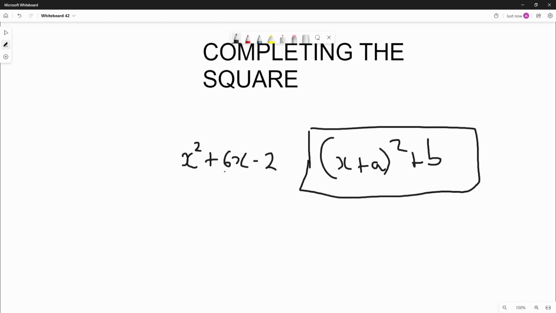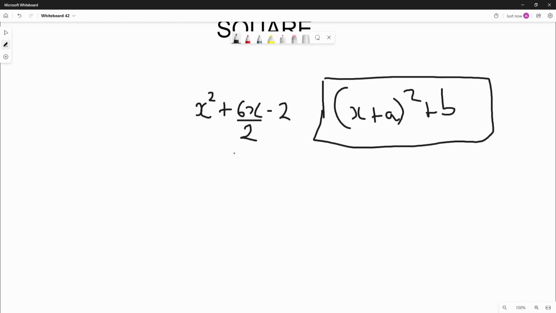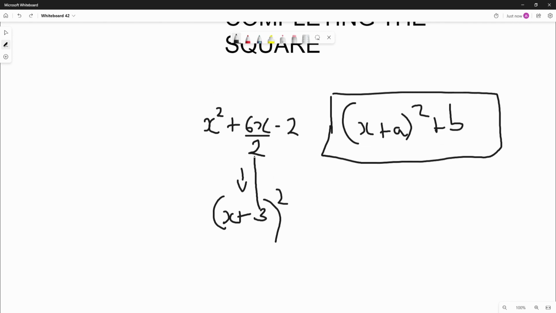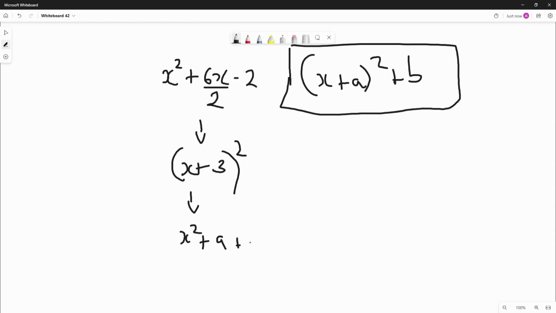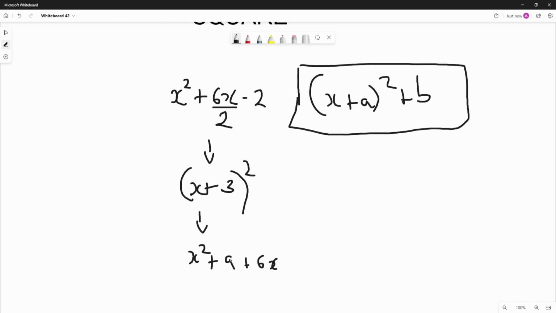You're going to have to divide the middle number by 2 to give you your a value, which is going to be 3. So it's x plus 3, all squared. This 3 comes from this. If you expand this out, you're going to get x squared plus 9 plus 6x. You don't want the 9, you only want negative 2.